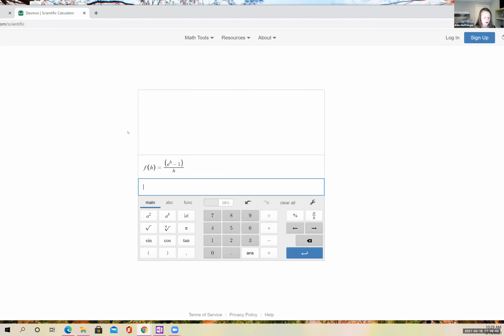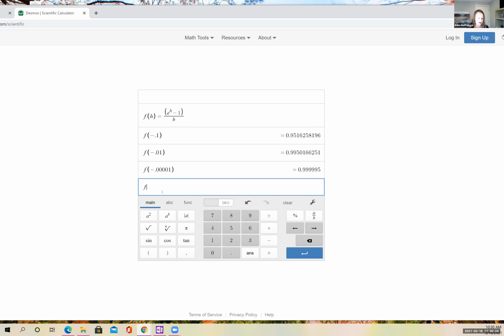Just pulling it in here. I want to know when h is negative 0.1, so I want to evaluate f of negative 0.1. If I do that, I get 0.9516. As we get closer, at negative 0.01, notice I'm getting 0.995. To me it looks like it's approaching 1, but let's look a little more. How about negative 0.0001? It gets 0.99995. So it's looking like it's approaching 1.